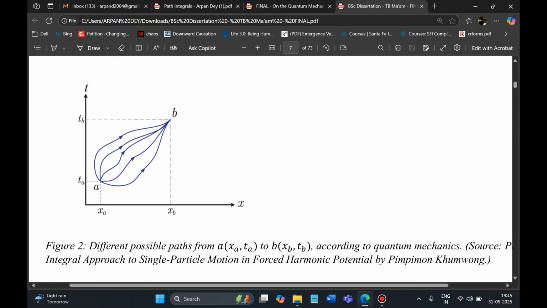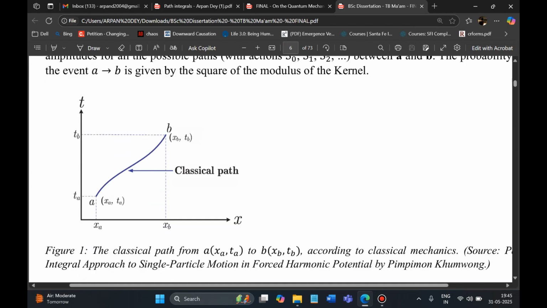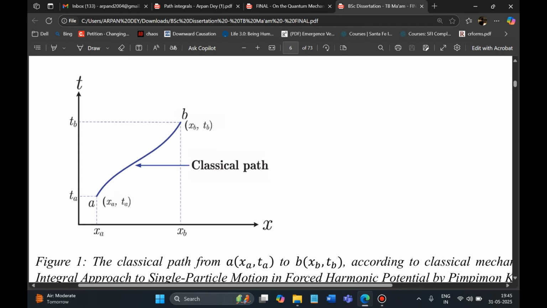Okay, so in this figure, in quantum mechanics, like in classical mechanics, we can assign a unique trajectory to the particle. Say the particle is evolving from state A to state B. This is the x-axis, which is the position axis, and this is the time axis. So A, which is xa comma ta, is the initial state of the system, and B is the final state of the system. In classical mechanics, we have a single unique classical path.